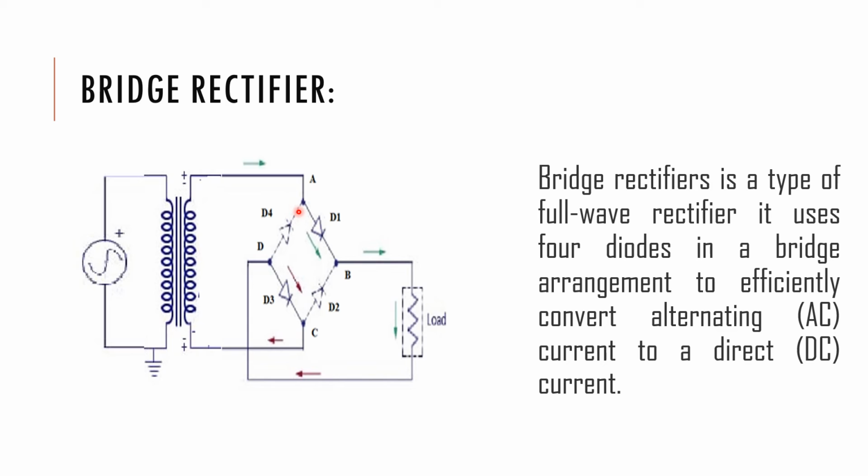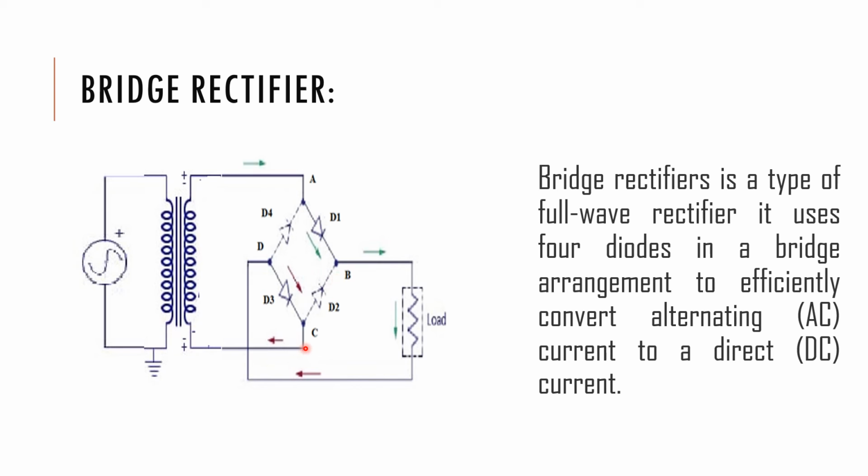So we can say that for the first half cycle, when this point of the transformer is positive, D1 and D3 are in forward bias, and current will flow through AB and enter the load RL and return back through DC. The diodes D2 and D4 are in reverse bias, and current is not allowed to flow through AD and BC.